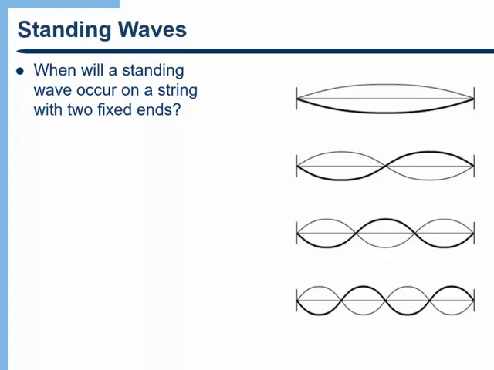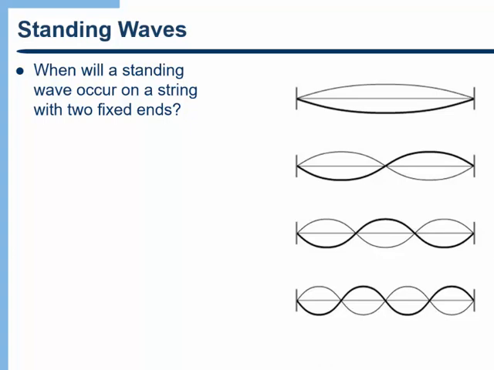Let's use what we've learned about standing waves to look at the particular case of a string with two fixed ends. The reason this is an interesting case is if you think about any stringed instrument, whether it's a guitar or a piano or a violin, all of those instruments are made up of strings of fixed length where both ends of the string are fixed. And so the question is, what possible standing waves can occur on a string with two fixed ends?